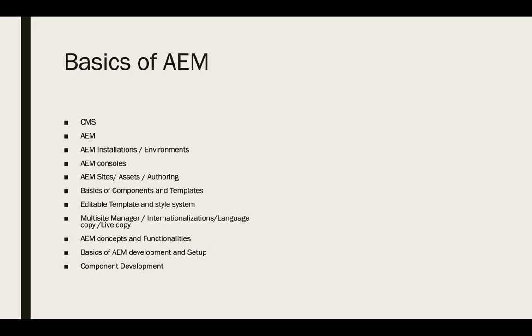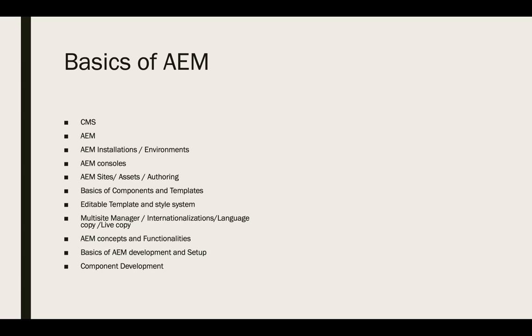Then we will look at the basics of components and templates. Developers will always be talking in terms of AEM components and templates. Then there are some advanced concepts like editable templates. And of course the multi-site manager: if your organization is building websites for various countries and various languages, how would you architect and work on it? It's like internationalization. There are terms like language copy and live copy. Given one site, how would you create another site in another language? Does AEM make it easy for us to build sites for multiple languages in multiple countries?